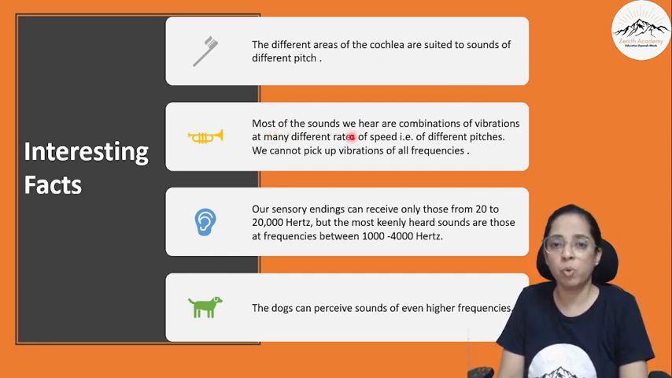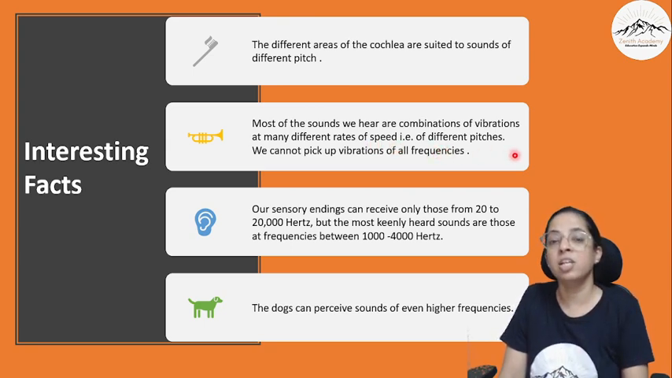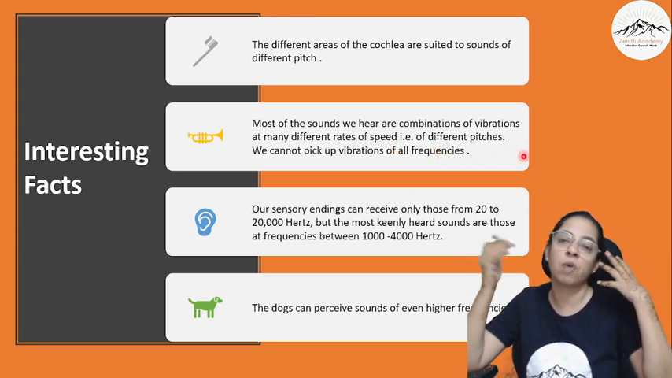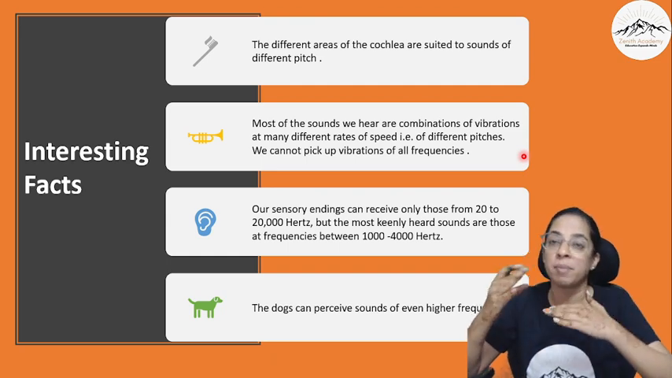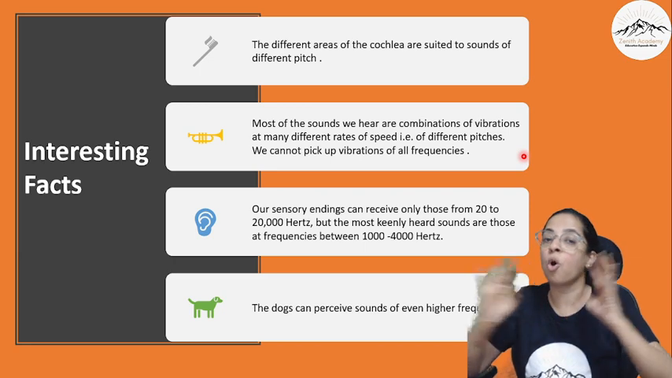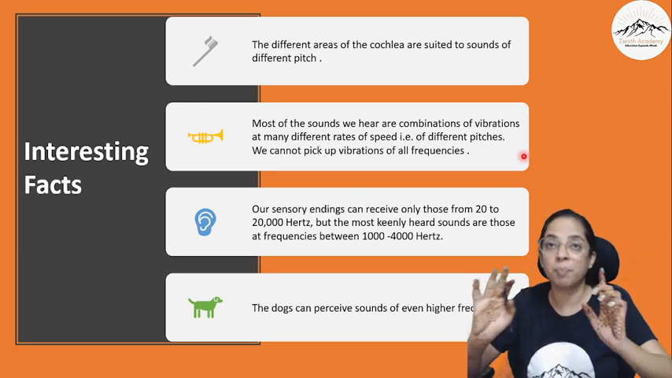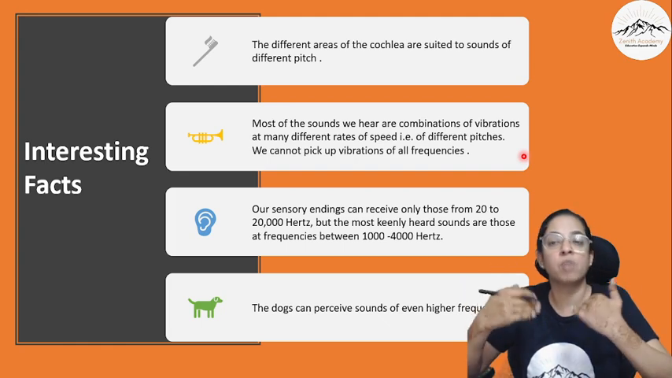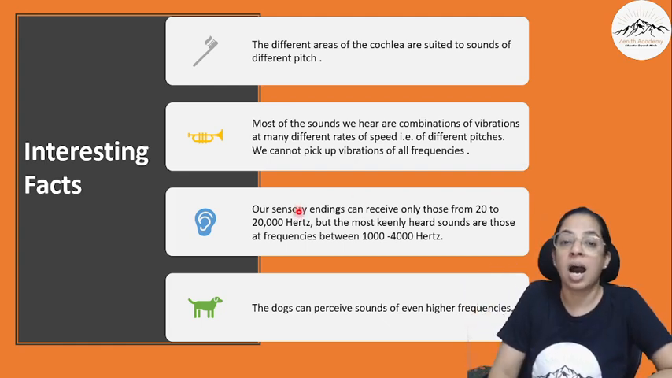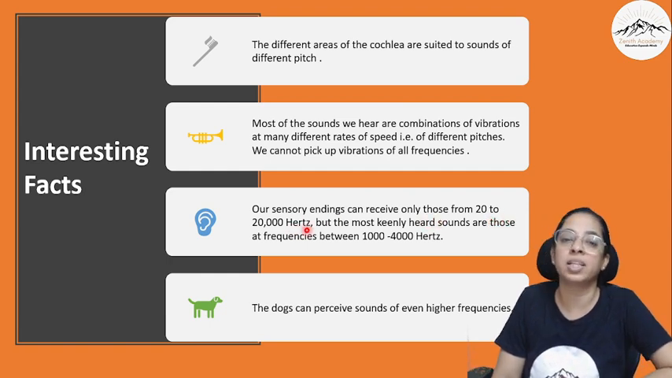Now, most of the sounds we hear are combinations of vibrations at many different rates of speed, that is, different pitches. And we cannot pick up vibrations of all the frequencies. You have to understand that the human ear is not capable of picking up vibrations of all frequencies. Our sensory endings can receive only those from 20 to 20,000 hertz.